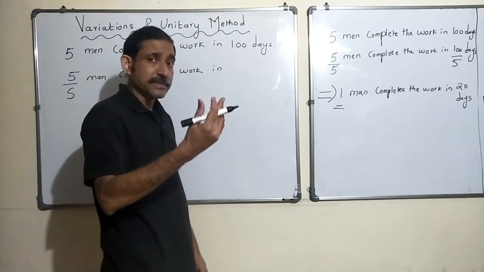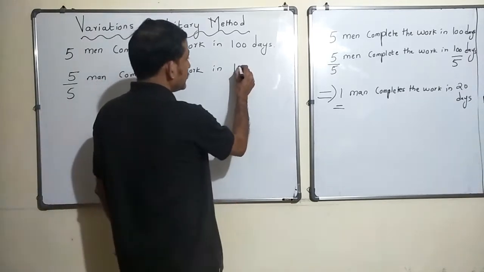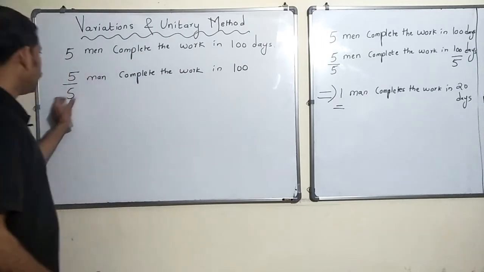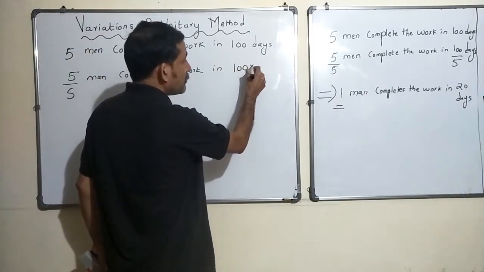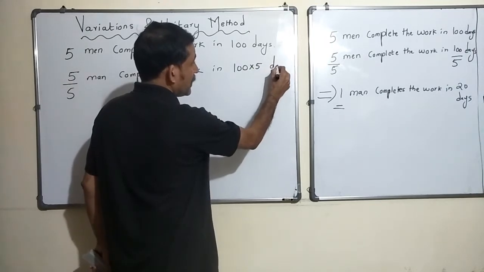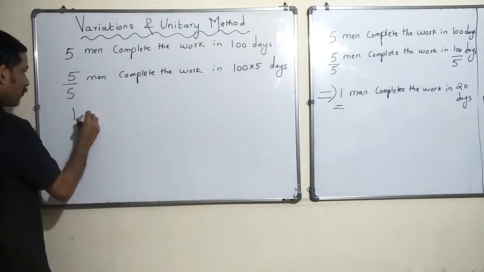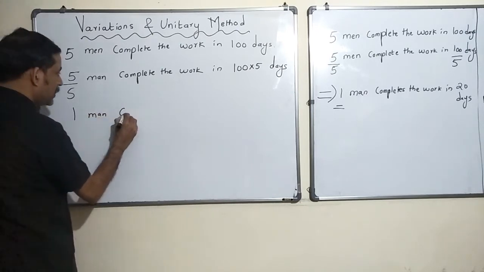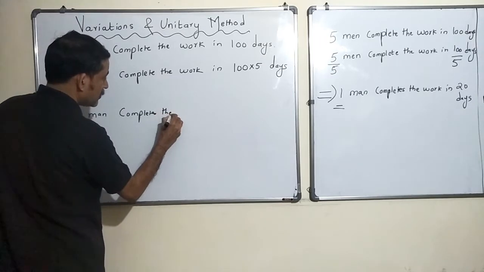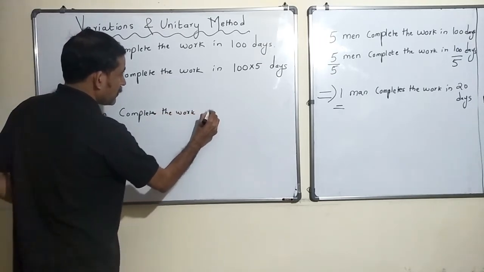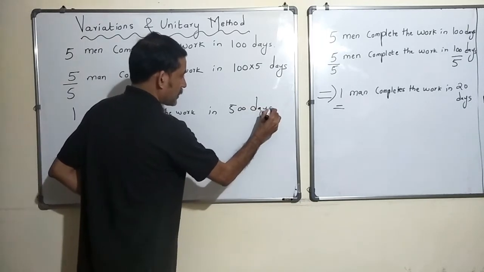In some cases it may have to be multiplied by 5, just like in this case, right? You divided here, made it one man, but you have to multiply by 5 here to make the equation correct. Now you say one man completes the work in 500 days. Now this is believable, correct, no?